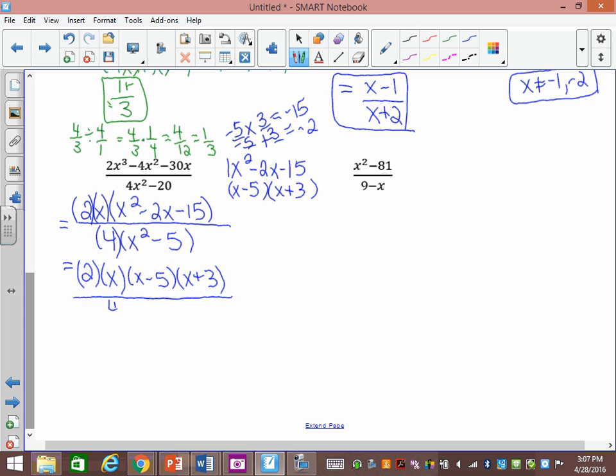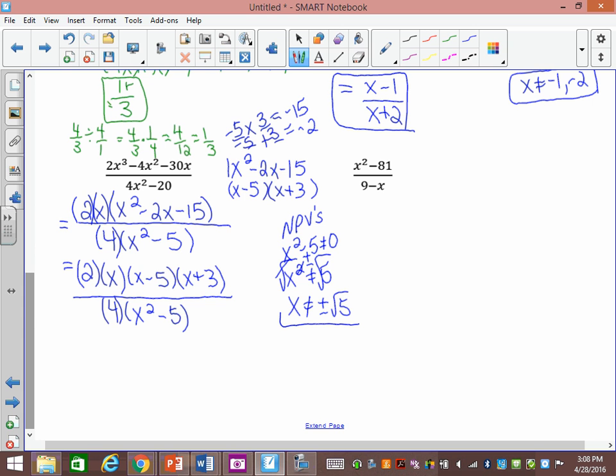And then I have 4, x squared minus 5, bless you. Now before I try and cancel anything off, I have to state non-permissible values. So this x squared minus 5, I just take off the side and I say NPVs. X squared minus 5 can't equal 0. Move the 5 over. X squared can't equal 5. And then I square root it. When I take the square root of a number, I have to remember to put positive, negative in front of it. So x can't equal plus or minus root 5. That's my only NPV, because 4 isn't 0.